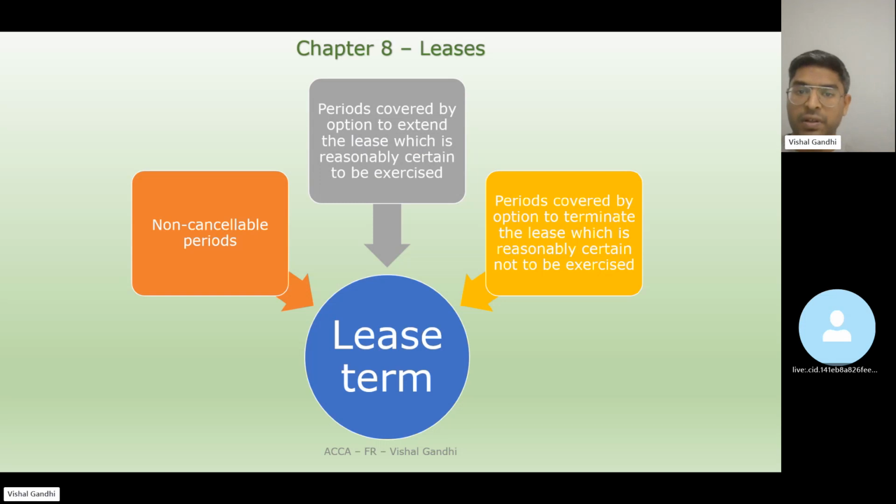And third, periods covered by an option to terminate the lease, which is reasonably certain not to be exercised. So the opposite: the lessee has an option to terminate the lease, but it is reasonably certain that it will not be exercised. Like the lease contract is for 5 years, and after 3 years the lessee has an option to terminate the lease, but the lessee is certain that he is not going to terminate. Then the extra 2 years after 3 years, we will include them in the lease term. So this is how we can calculate the number of years in the lease period.